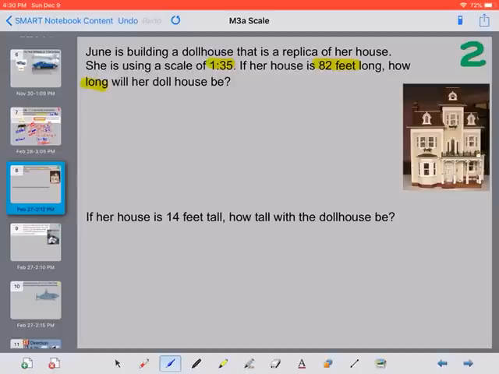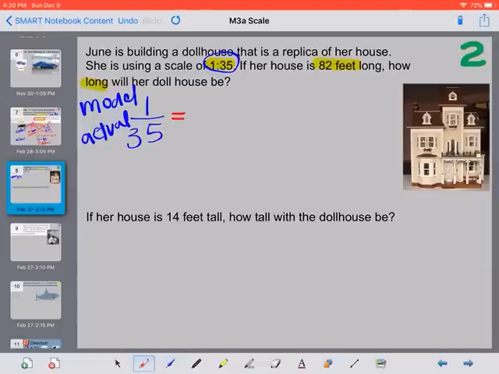So first I'm going to write my scale as a fraction, 1 to 35. This would be the model, and then 35 is the actual house. I know the model is a smaller number because of a house. Houses are huge. So if I'm going to make a model of it, it's going to have to be smaller so I can look at it in my hand or something.